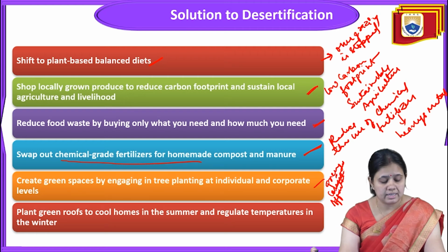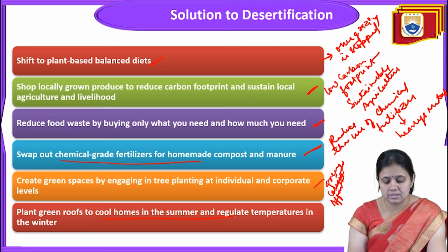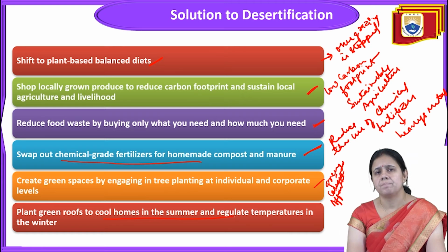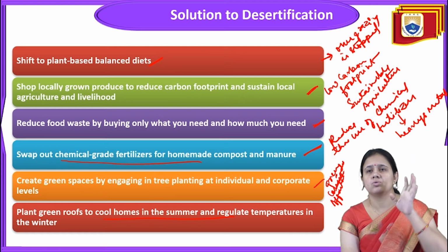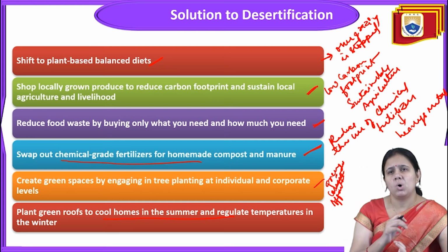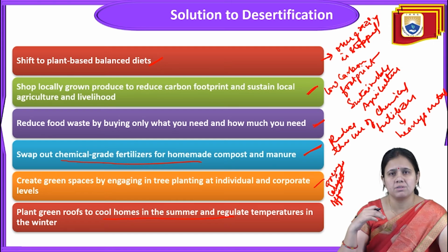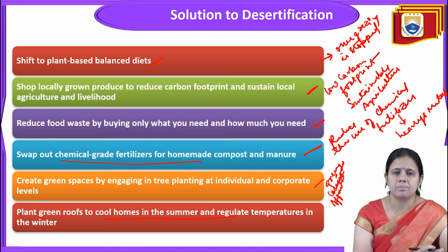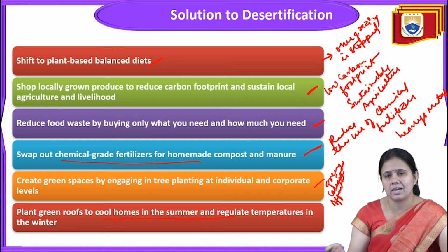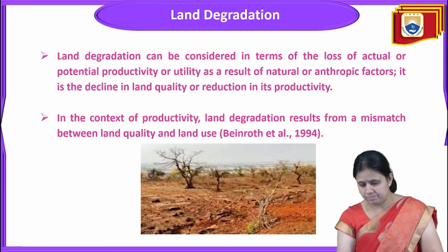Afforestation should be done. Next is to plant green roofs to cool homes in summer and regulate temperature in the winter. All these are solutions to desertification, if they are connected with a normal individual. If a normal individual thinks it is my duty to protect the environment, shifts towards a plant-based diet, practices sustainable agriculture, and starts using manures and stops using chemical fertilizer, automatically this kind of condition will be reduced.